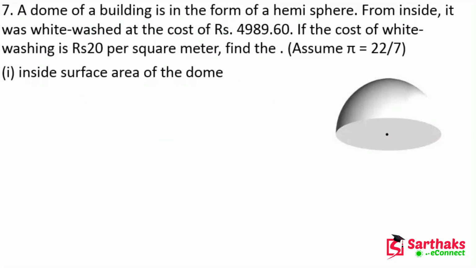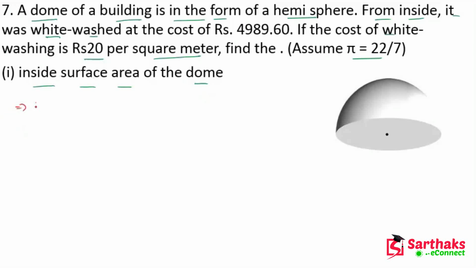Yes. So the next question here is, you can see a dome of a building is in the form of a hemisphere. From inside it was whitewashed at the cost of rupees 4989.60. If the cost of whitewashing is 20 rupees per meter square, then we have to find the inside surface area of the dome. Okay, and we can use pi is equals to 22 upon 7.